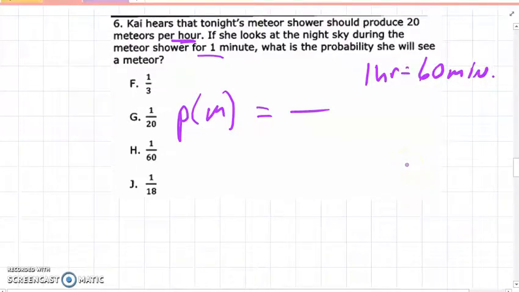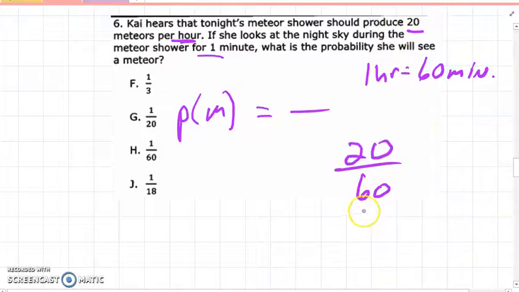So then, what is the probability she will see a meteor? Okay. In 1 minute. So 20 meteors per hour. So then that means in 60 minutes, how many meteors can she see? She can see 20. How many can she see in 1 minute?